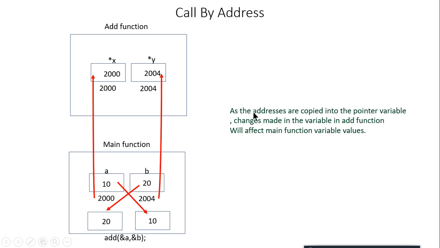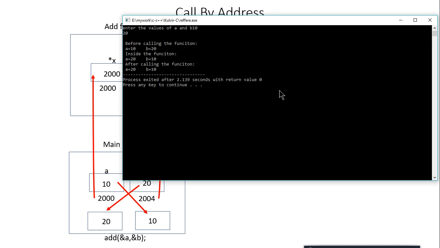As addresses are copied to the pointer variables, changes made to the variables in the swap function will affect the main function variable values as well, as I have shown you here in the program. Okay.